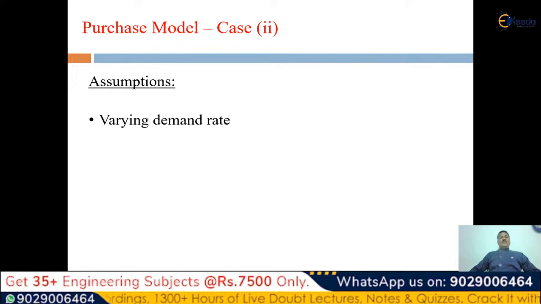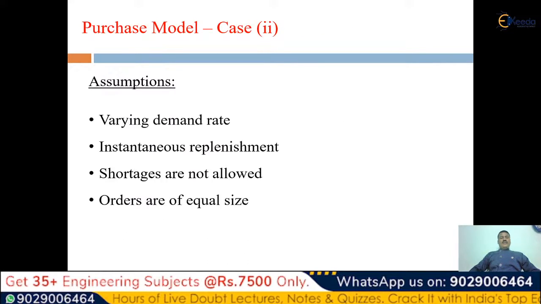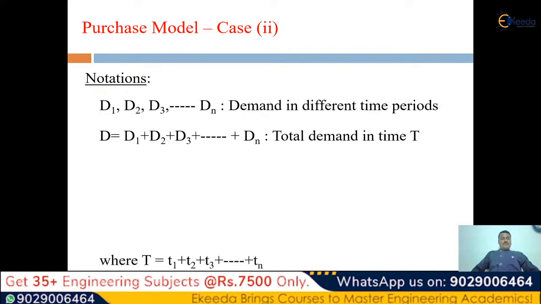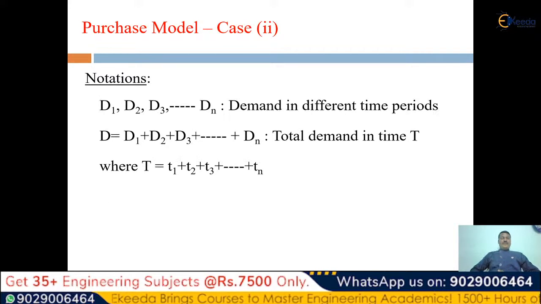Next is case 2, where, as in case 1, we have the following assumptions: the demand is at a varying rate, and instantaneous replenishment, as in case 1, occurs here also. Even the shortages are not allowed here, and the orders are of equal size. Utilizing the following formulas or notations, D1, D2, D3 up till Dn are the demand in different time periods, and the total demand for time t is D1 plus D2 plus D3 up till Dn, where the time is T1 plus T2 plus T3 up till Tn.